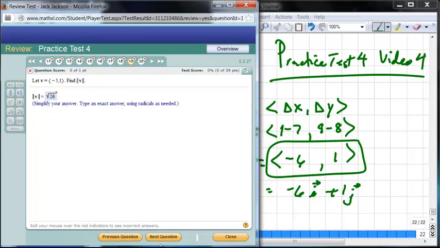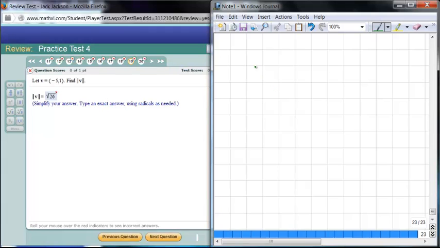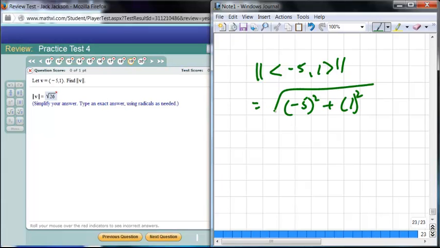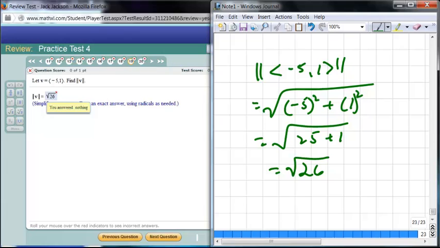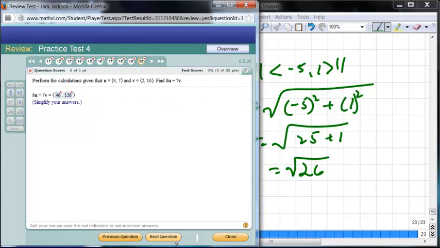Next question. Find the magnitude of negative 5, 1. Pythagorean theorem. That's negative 5 squared plus 1 squared, square root. That's 25 plus 1 is 26. So it's the square root of 26. Next question.